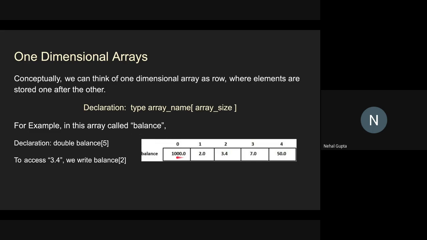Since we can see that the numbers are floating point or double representation, we just write double. And balance, which is the name of the array, and size of array is 5, as we have 5 elements, and the indices are going from 0 till 4. If we want to access 3.4, for example, then we just write balance of 2. 2 is the index at which 3.4 is present. This is how we access elements in a 1D array.